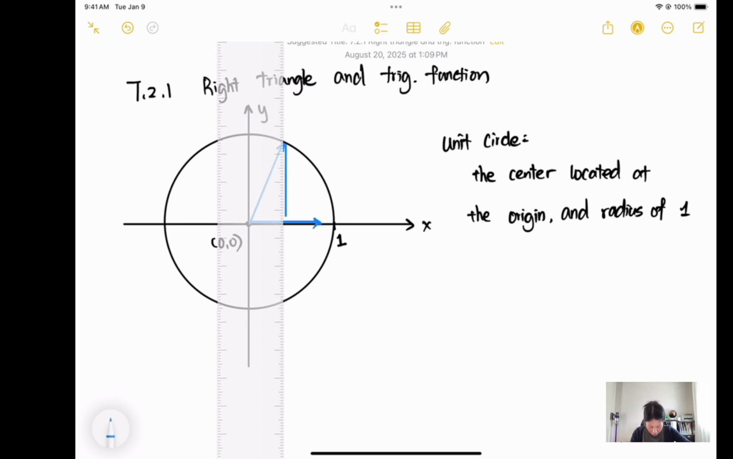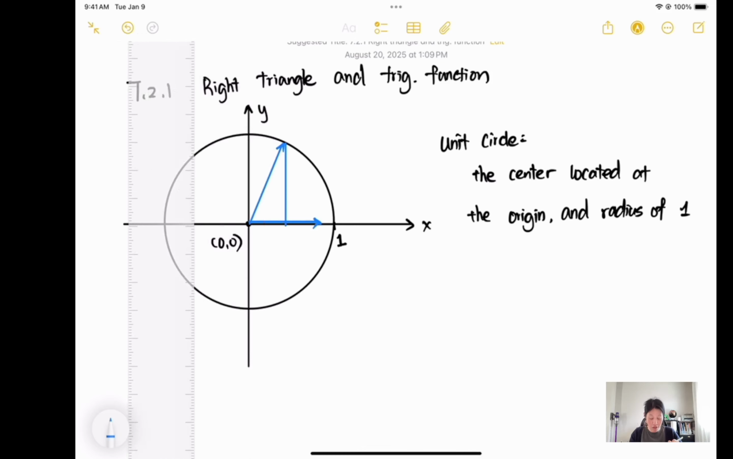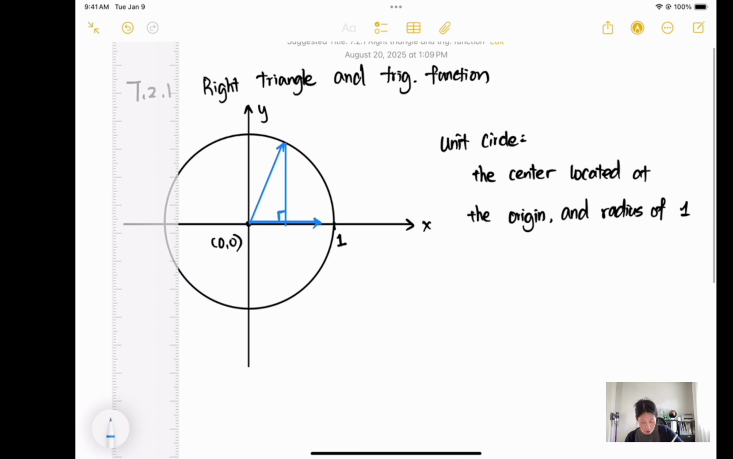It has to be inscribed inside the unit circle. So here we will have our right triangle. Our trigonometric functions are going to be based on this right triangle, which is the one inscribed inside a unit circle. So here is the definition.